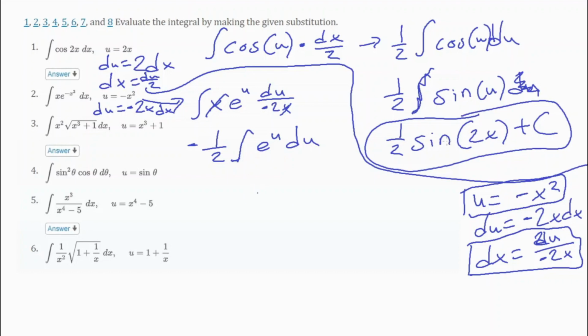So if we integrate it, we're going to have e to the u, times negative 1/2, and we're left with this, and also plus c. And all we need to do now is just plug in for u. So u is going to be negative x squared. So our final answer is going to be negative 1/2 e to the negative x squared plus c.